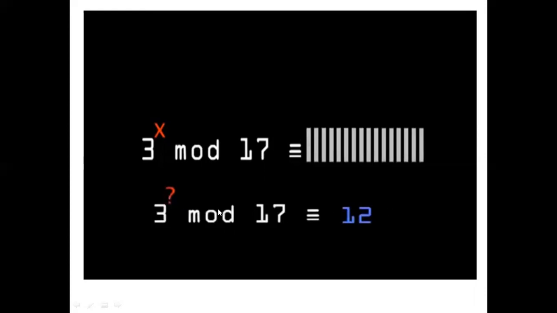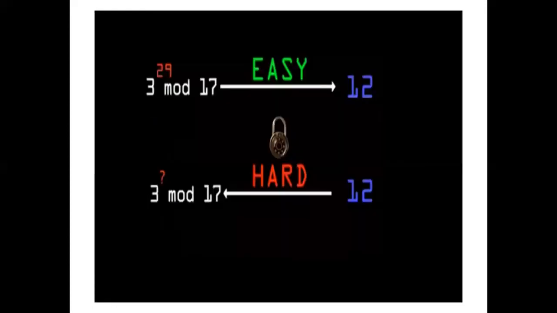So the answer will be given, and we need to find the log, the raised-to-the-power value. That is very difficult, and that finding is called the discrete logarithm. Here 3 power 29 mod 17 gives 12. You can easily calculate this using a calculator, which is an easy task. But it is very hard the other way: 12 will be given, and 3 mod 17 will be given, but we need to find this question mark term, which is very hard. That is called the discrete logarithm. Hope you guys have understood what a discrete logarithm means.